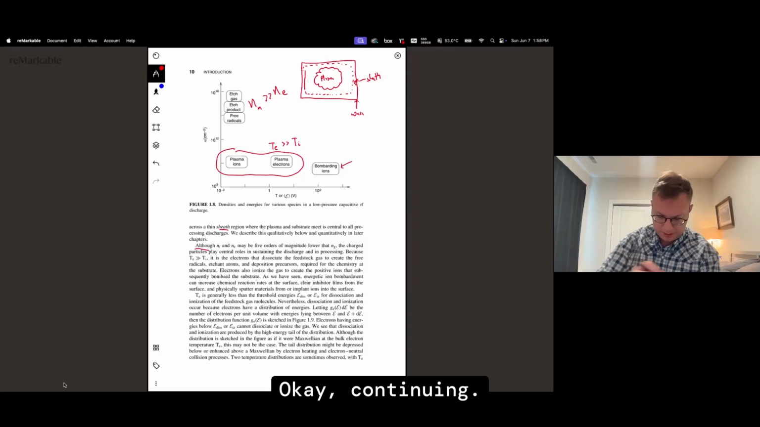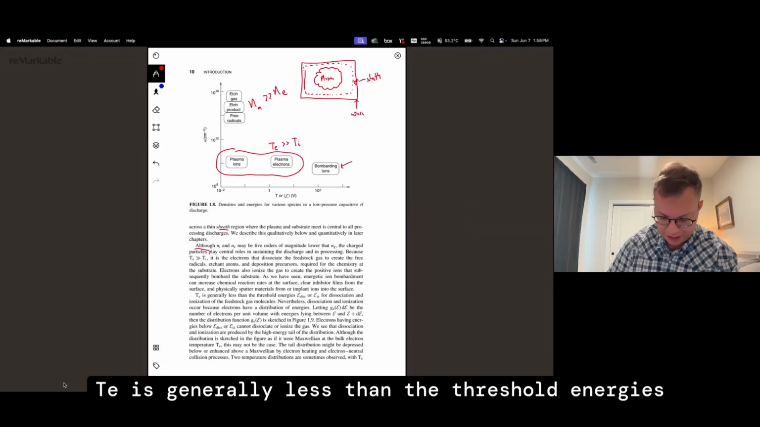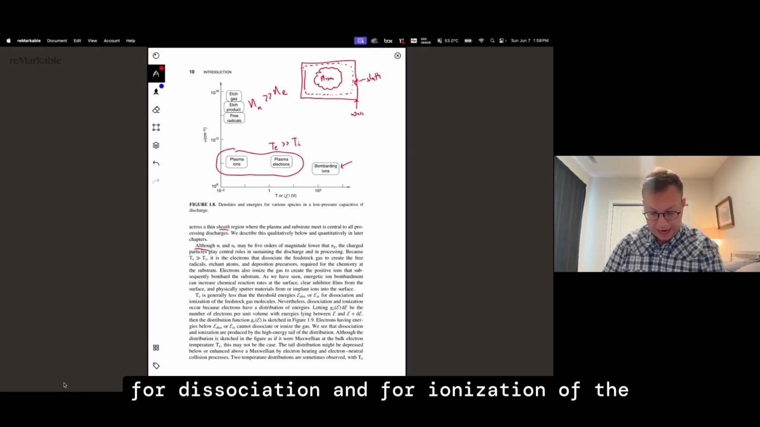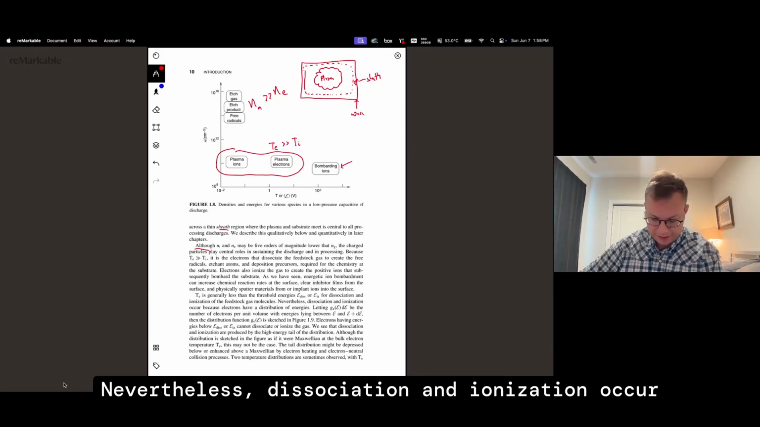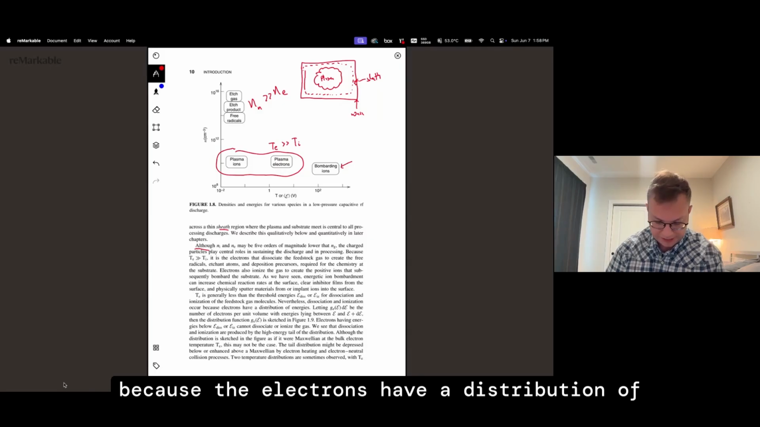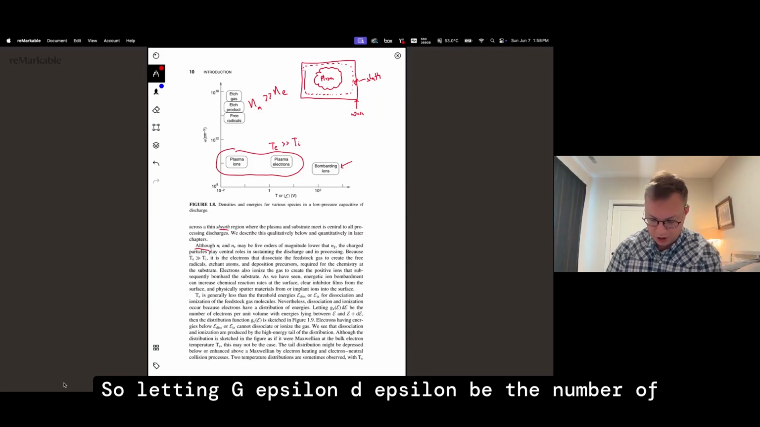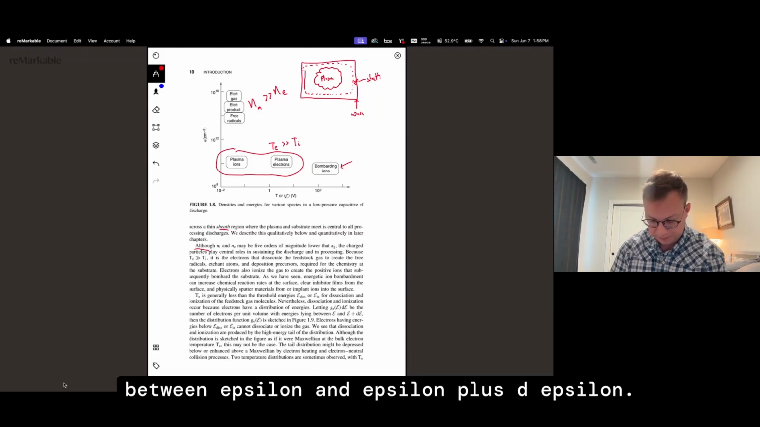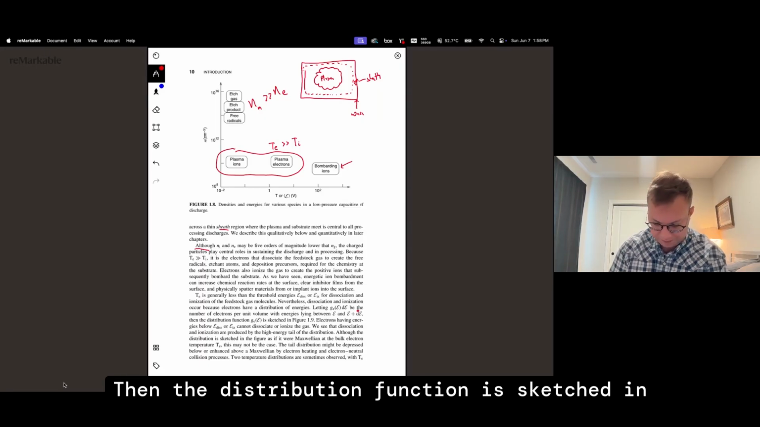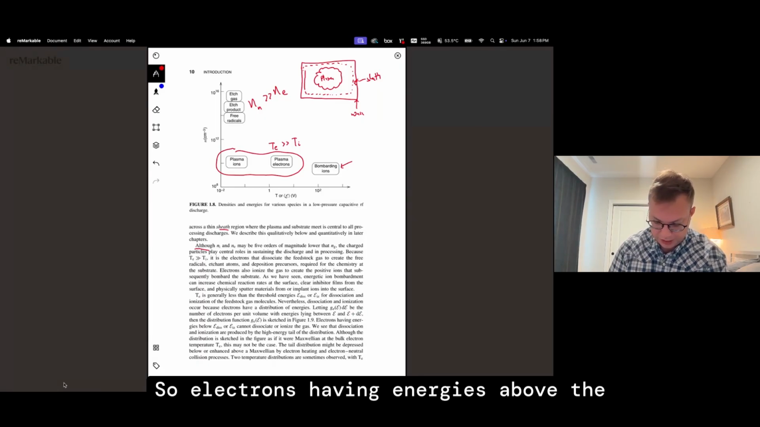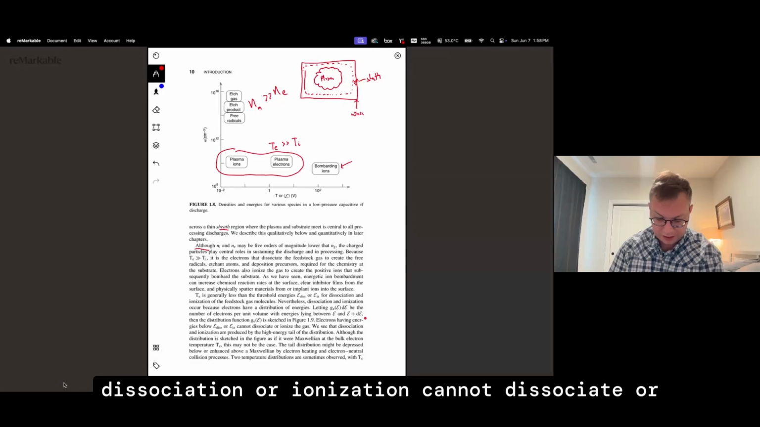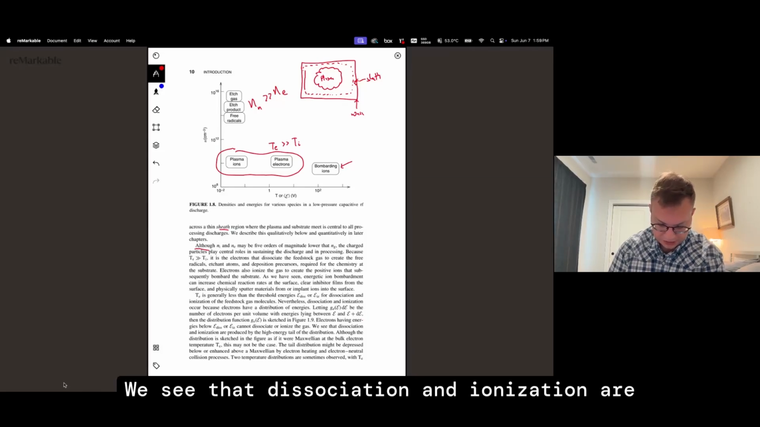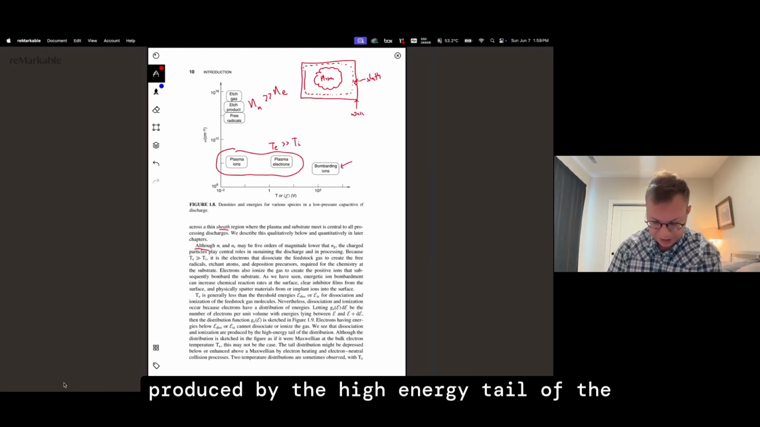Okay, continuing. TE is generally less than the threshold energies for dissociation and for ionization of the feedstock gas molecules. Nevertheless, dissociation and ionization occur because the electrons have a distribution of energies. So letting g(epsilon) d epsilon be the number of electrons per unit volume with energies lying between epsilon and epsilon plus d epsilon, the distribution function is sketched in figure 1.9. Electrons having energies below the dissociation or ionization thresholds cannot dissociate or ionize the gas. We see that dissociation and ionization are produced by the high energy tail of the distribution.